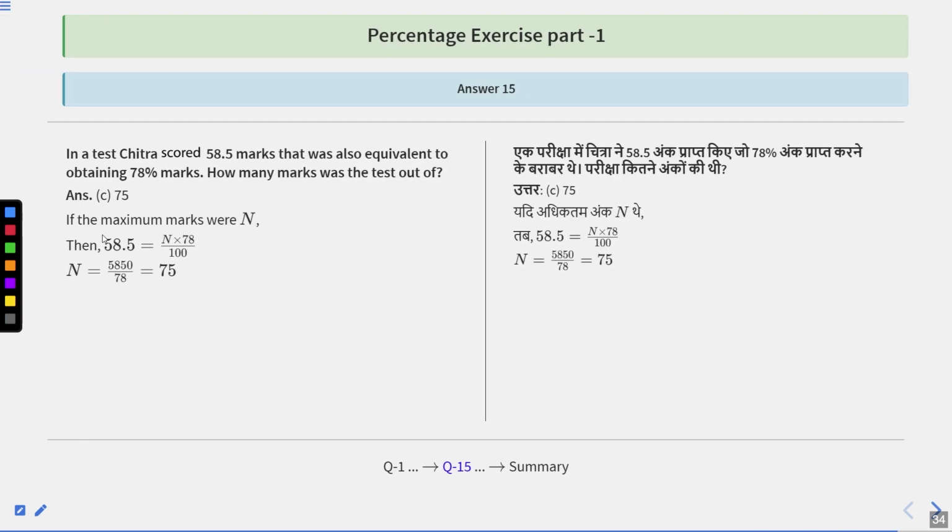Now, if the maximum marks are n, then obtaining 58.5 marks or 78% marks is the same thing. So that means 58.5 is equal to 78% of n, 78 into n upon 100. From here, the value of n is going to be 58.5 into 100, that is 5850 upon 78. So 75. It means the test was of 75 marks and Chitra got 58.5 out of 75. So option number C is the right answer.